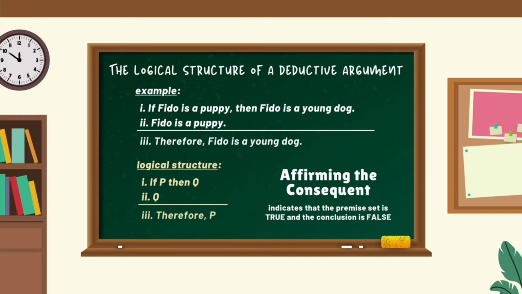Hence, determining the validity and invalidity of an argument will be thoroughly discussed later on in P9, Unit 3, Module 7.